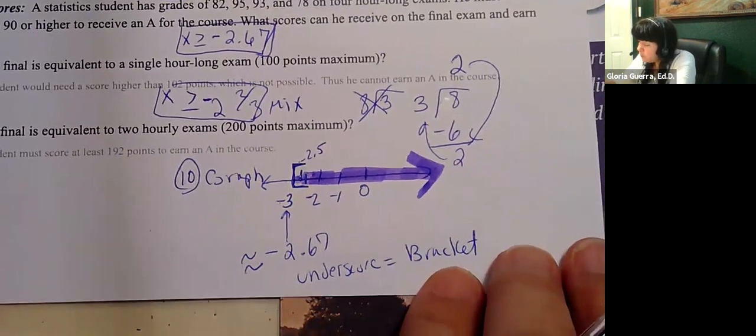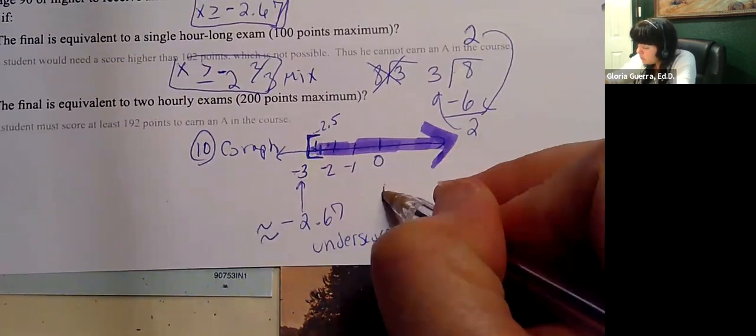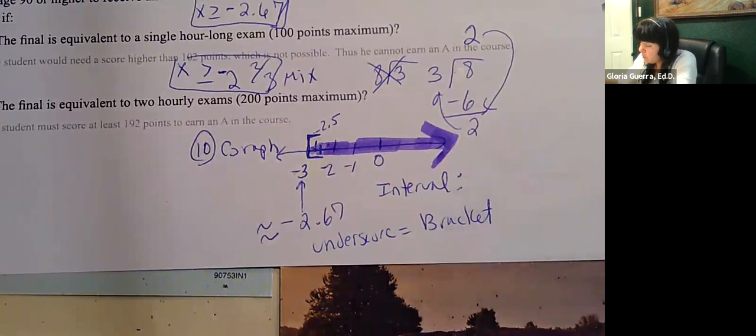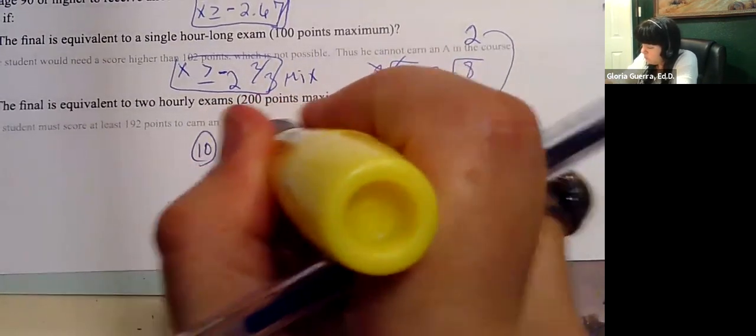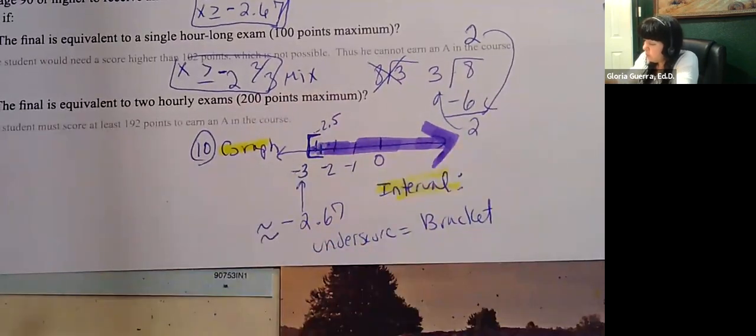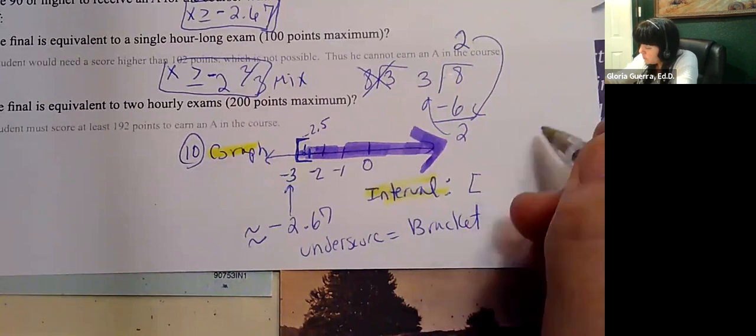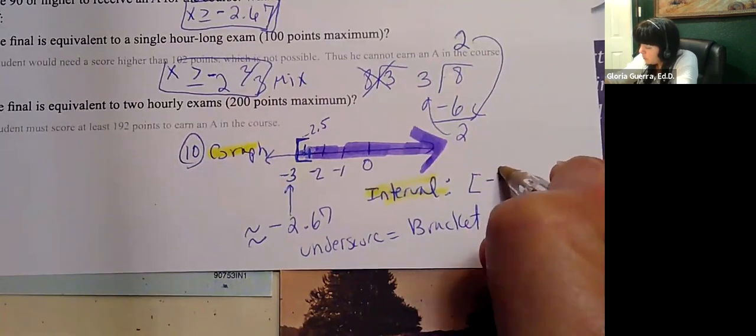And then the interval, it's a snapshot of your graph. And you read it from left to right. So you start with a bracket at the negative 8/3.